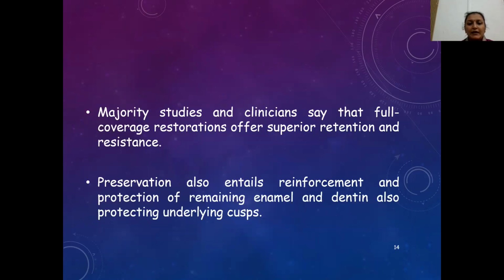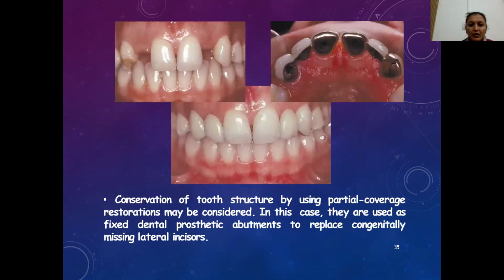The majority of studies and clinicians say that full coverage restorations offer superior retention and resistance. Preservation also entails reinforcement and protection of remaining enamel and dentine, also protecting the underlying cusps. Conservation of tooth structure by using partial coverage restorations may be considered. In this case, they are used as fixed dental prosthetic abutments to replace congenitally missing lateral incisors.